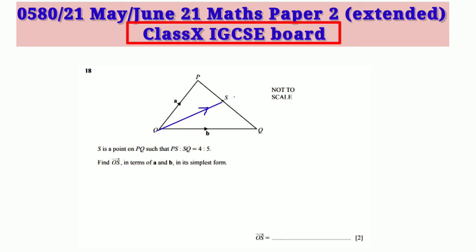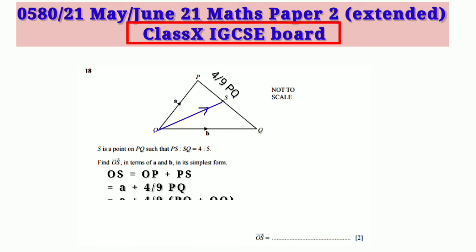We are given the ratio PS to SQ as 4 by 5. So total parts are 4 plus 5, 9. PS will be 4 by 9 PQ and SQ will be 5 by 9 PQ. We have to find OS. OS is equal to OP plus PS. OP is a and PS is 4 by 9 PQ.